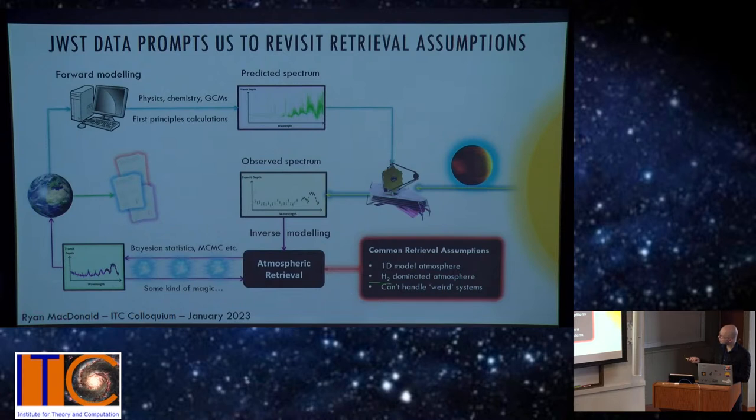The second, as we push down to terrestrial atmospheres, is that we know what the background atmosphere is made of. In particular, it's a common assumption that the atmosphere is hydrogen-dominated. And as a bonus towards the end, I'll give an example of a particularly strange system that our models were not really set up to handle.